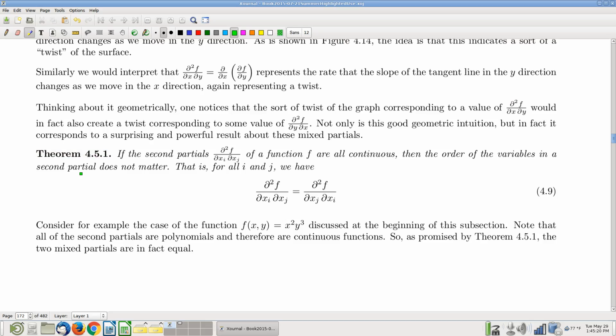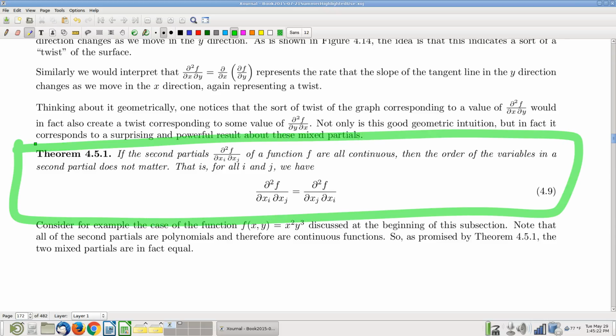So very quickly, though, this neat theorem here: if you are looking at mixed second partials, such as we were just discussing, it turns out that most of the time, in some sense, it doesn't matter which order you take the partial. So if you take the y partial of the x partial, or the x partial of the y partial, you're very often going to get the same answer. The only constraint is you need the second partials to all be continuous. And again, very often that's the case.